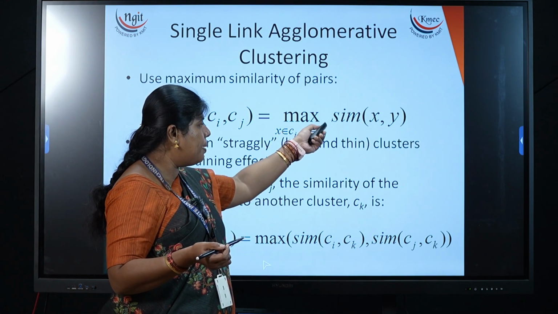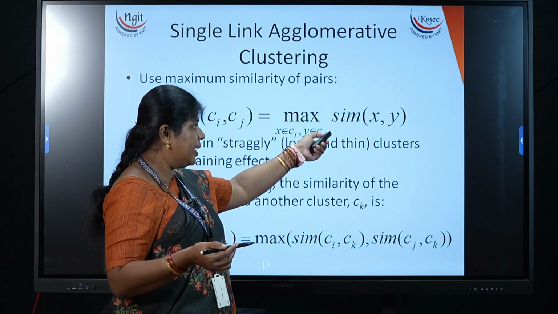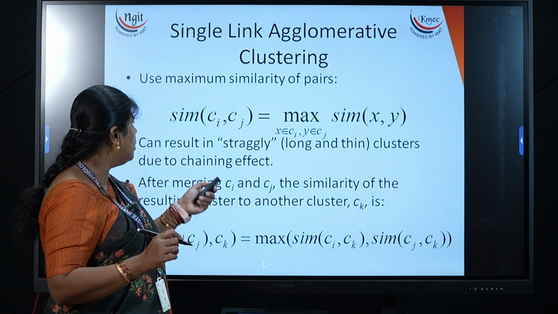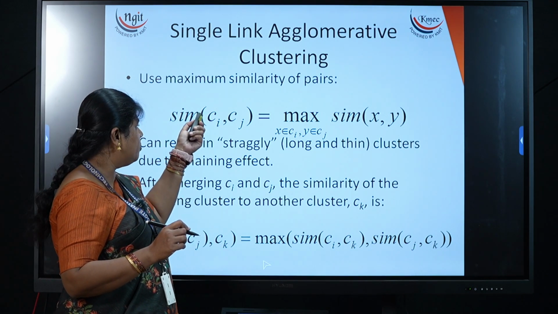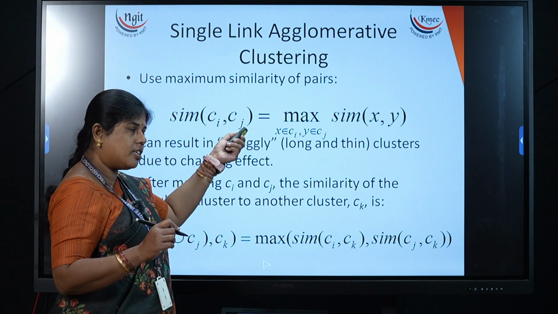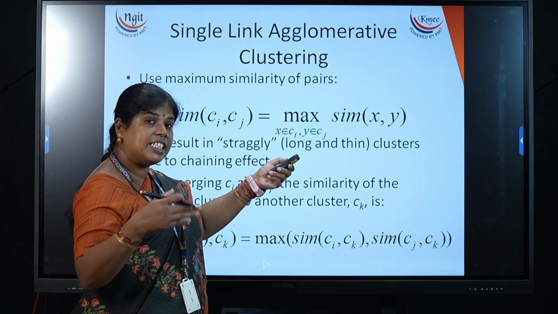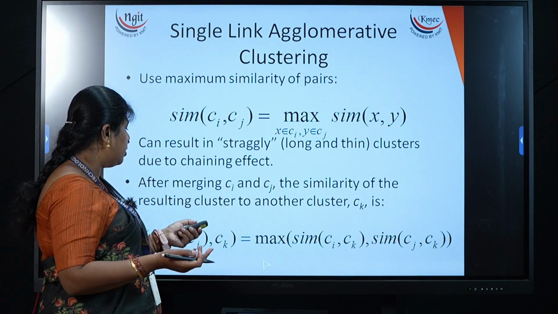As I told you, the single link agglomerative clustering algorithm of hierarchical clustering considers the maximum cosine similarity of two clusters. Here I want to find the similarity of cluster Ci with cluster Cj. Then what I have to find is the maximum cosine similarity.